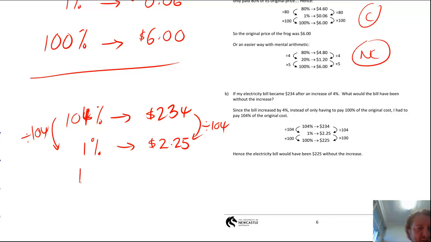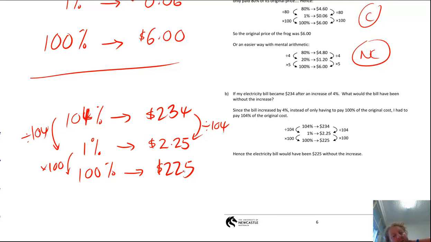And then to get from 1 to 100, I know that all I've got to do is times by 100. That'll tell me what the original value would have been. 225 times 100 is 2 moves, $225. So it went from 225 to 234. So it's only a 4% increase. Again, I could check what's 4% of 225, and sure enough, you can see it's going to be $9. I had a $9 increase. Okay.